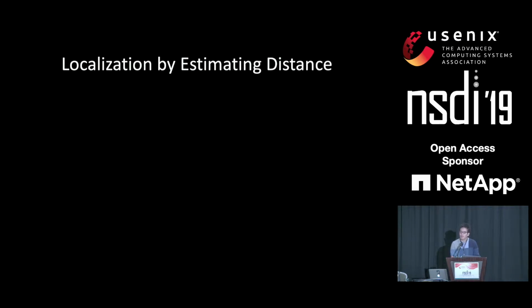First, let me tell you from a high level how TurboTrack can localize objects. The way you localize is by estimating distance. Let's say we have an RFID here, and we have an antenna here.